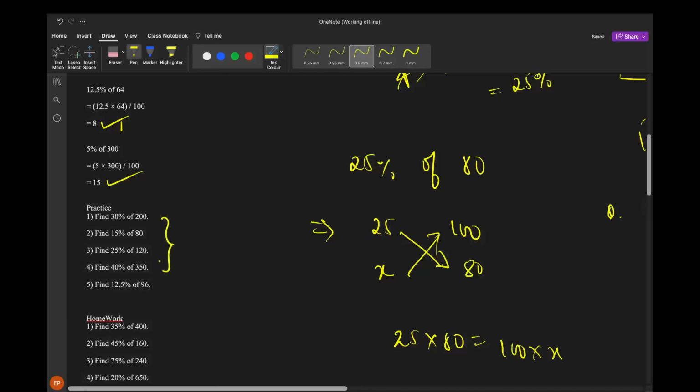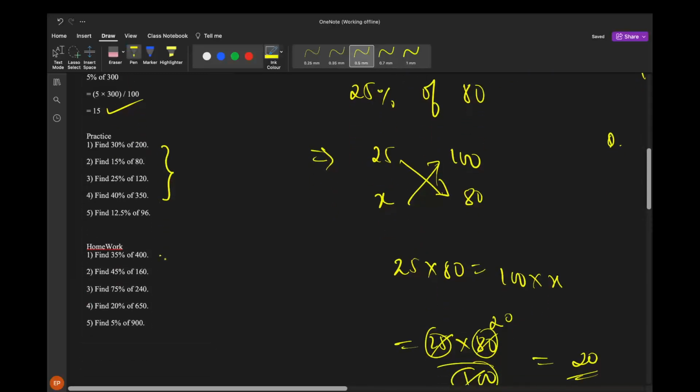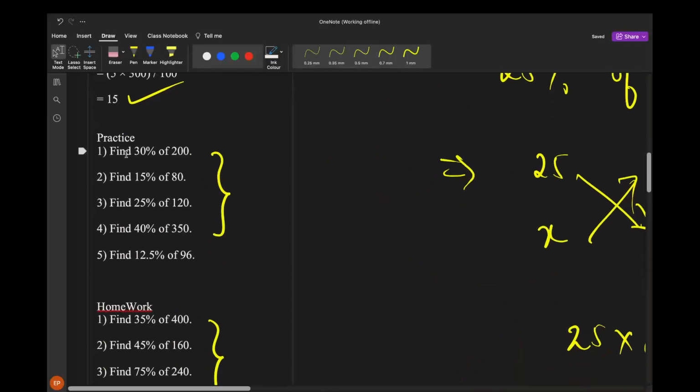And here are some practice questions and here are some homework questions. Let's do these practice questions.